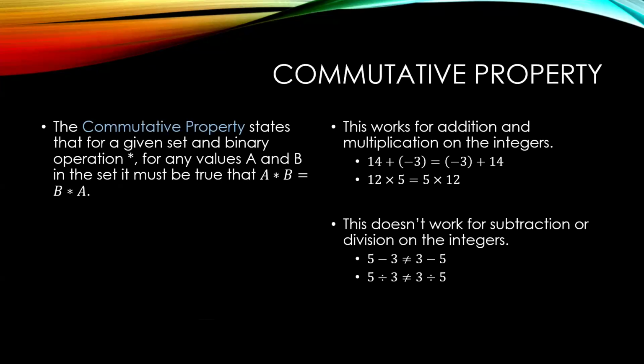The next big property is the commutative property, and this is one we all feel a little bit more comfortable with. Commutative property says that if you have A star B, it is the same as B star A. This works great for addition and multiplication. So 14 plus negative 3 is the same as negative 3 plus 14. 12 times 5 is the same as 5 times 12. This does not work for subtraction. This does not work for division, at least not on the integers.